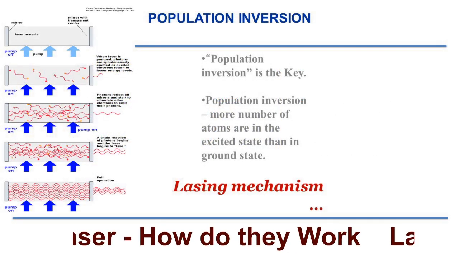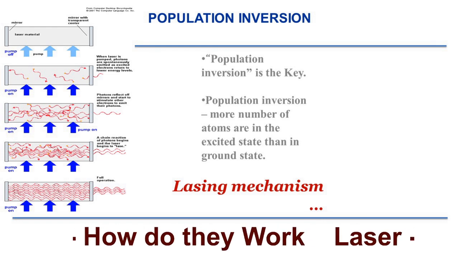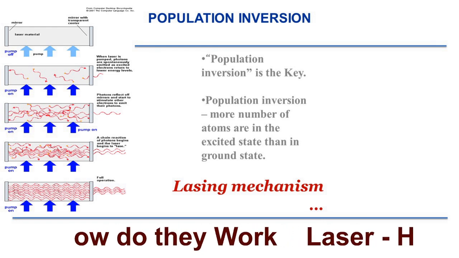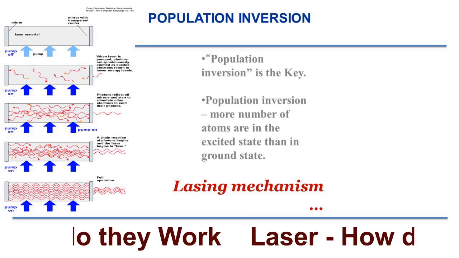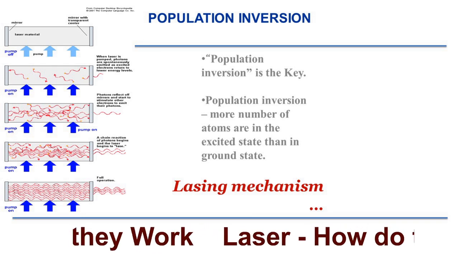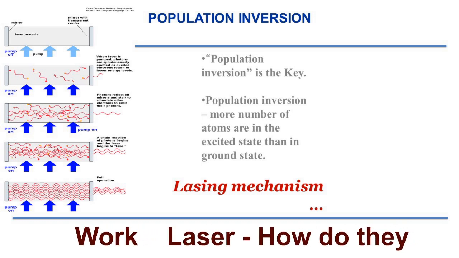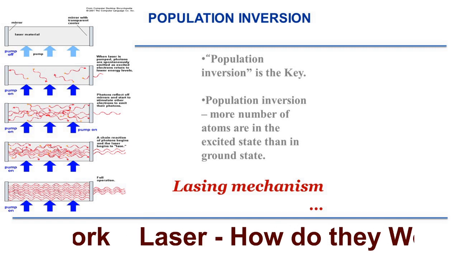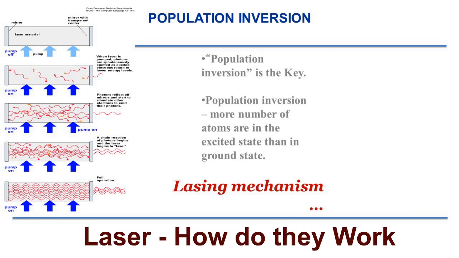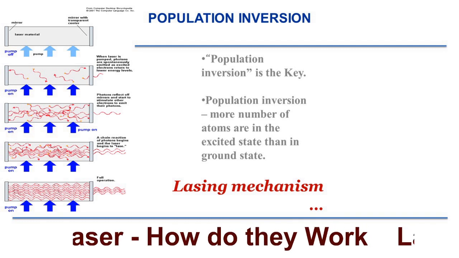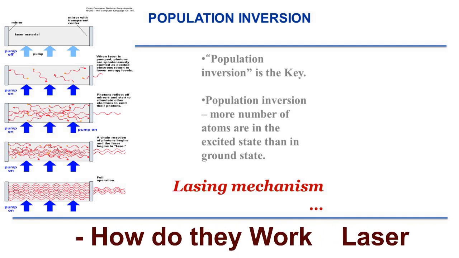So now we need to know the theory of population inversion, which means that there are more atoms in the excited state than in the ground state. Within the active medium, when more atoms are energized and present in the excited state, then the laser beam will start exiting out. So this is called the lasing mechanism, which is achieved only on attaining the population inversion.